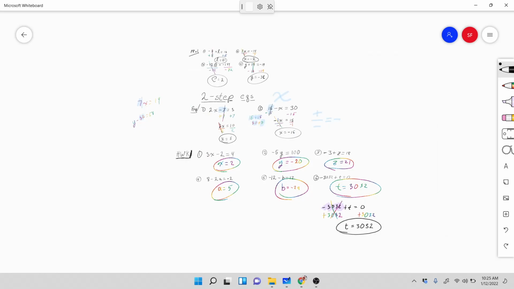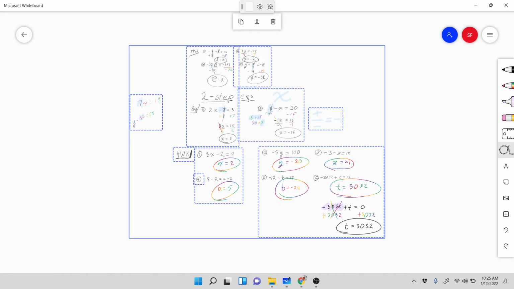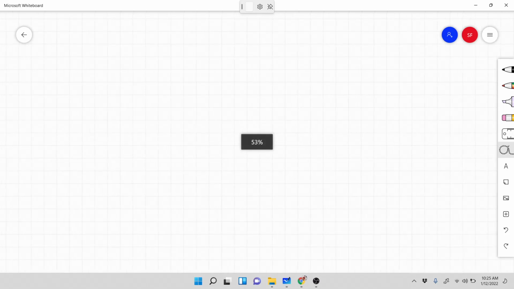Okay. So we're going to do some more two-step equations, but we're going to do ones that look different than what we've seen so far. And some with fractions. No! Y'all love fractions. I know they're your favorite.